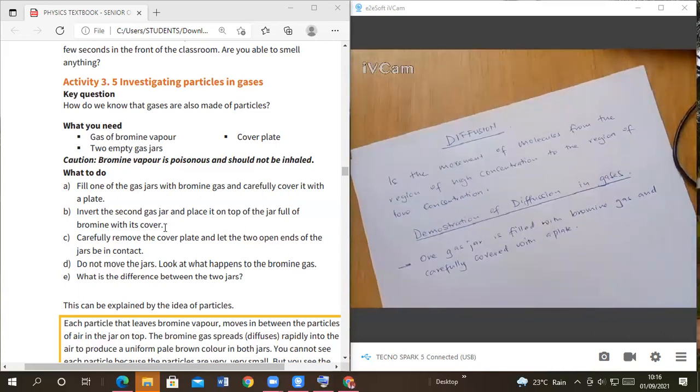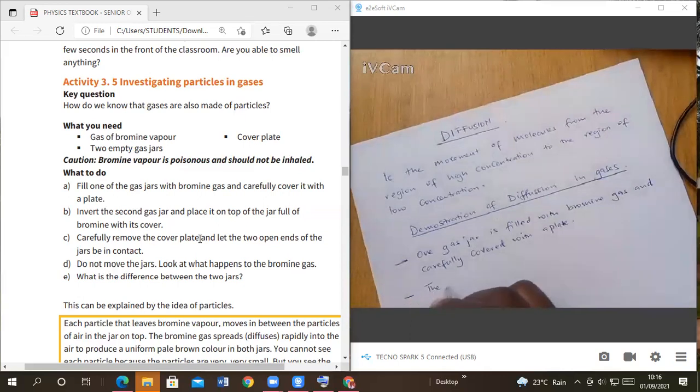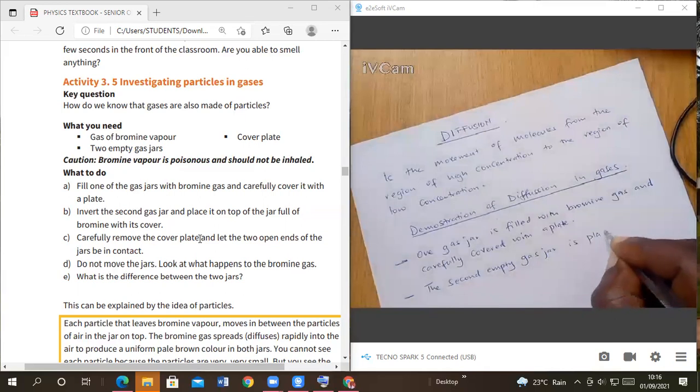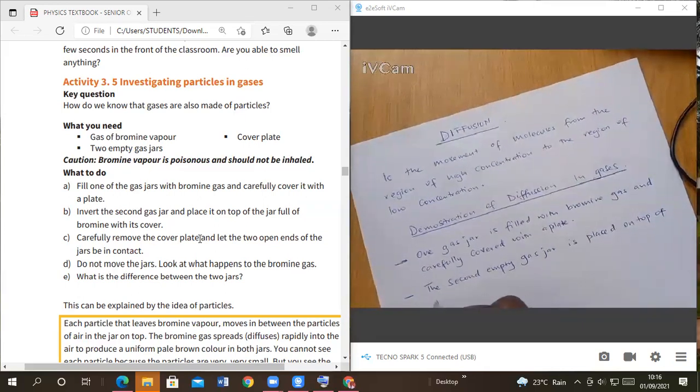Members, are you following? Yes. Now the second thing they are telling you is to insert the second gas jar and place it on top of the jar full of bromine with its cover. So what are we going to write there? We can say the second empty gas jar is placed on top of the jar containing bromine gas.